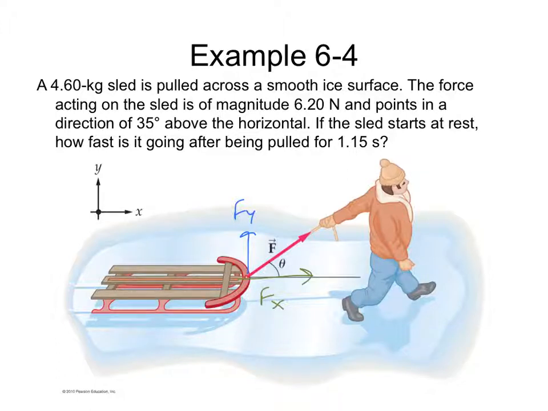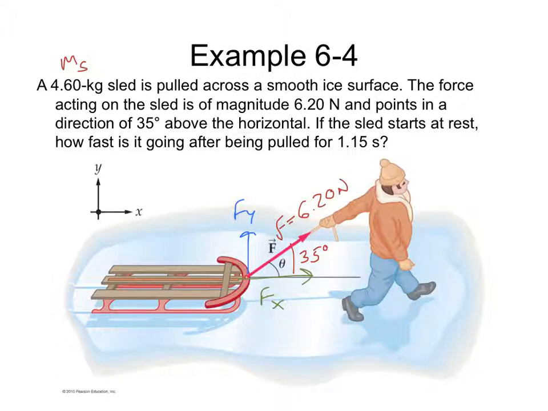So we've got a sled with mass, right? It's got a mass of 4.6. I'll put m sub s, the mass of the sled, 4.6 kilograms. The force acting on it has a magnitude, so it's a full magnitude of 6.20 newtons. So the force right here is 6.2 newtons, and so what we're going to do is break that into an x and a y component. And it has an angle from the horizontal of 35 degrees. That'll help us because we'll now be able to figure out what the x and the y components are. What is it asking us here?